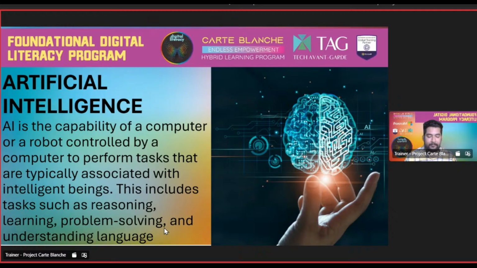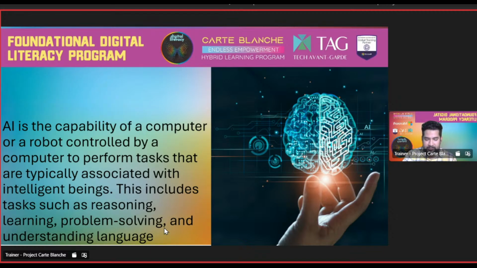For example, when you talk to Siri on mobile phones, or you talk to Gemini, or you talk to Alexa, what has happened? You are using artificial intelligence because some portion of a brain is given to them, so that when we ask in natural language, they try to comprehend the information and play music for us, or do some activity for us, right? So AI is the capability of a computer, or a robot controlled by computers, to perform tasks that are typically associated with intelligent beings. How it has been trained, today you will get to know about that. So those questions will also be answered.